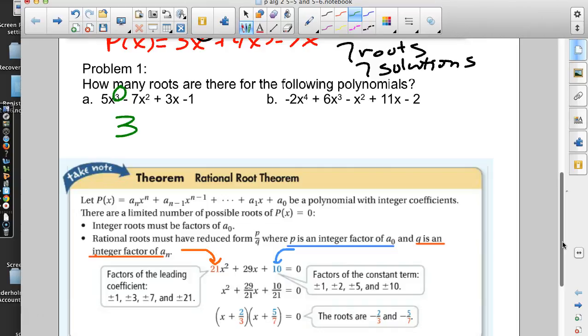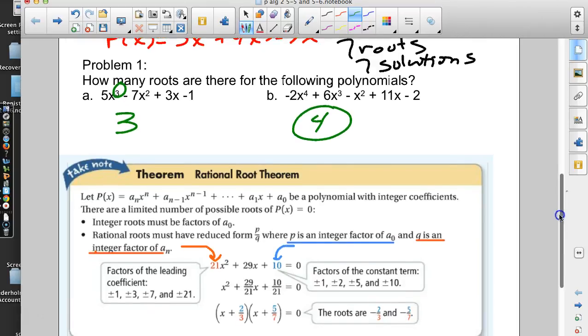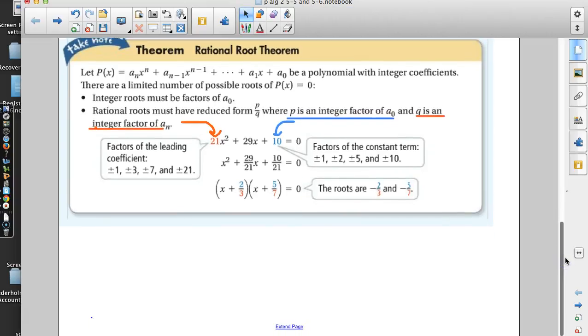4. Highest power everybody sees is a 4. Yeah, this was in standard form already too. So when we think we're done, we need to know, hey, I put 4 answers down here because it's supposed to have 4. So the rational root theorem does this for us. The rational root theorem gives us a place to start.